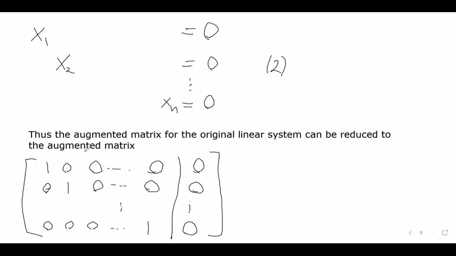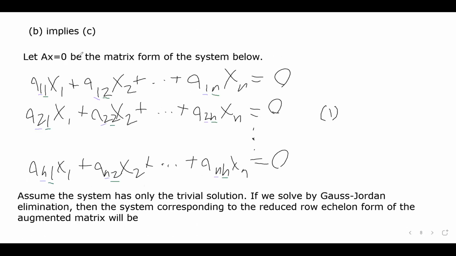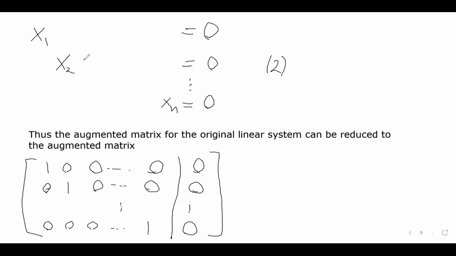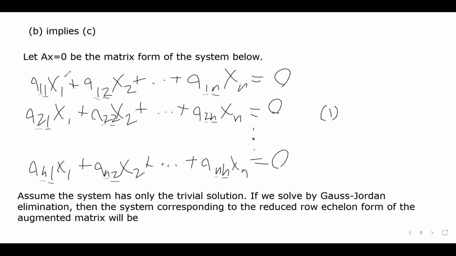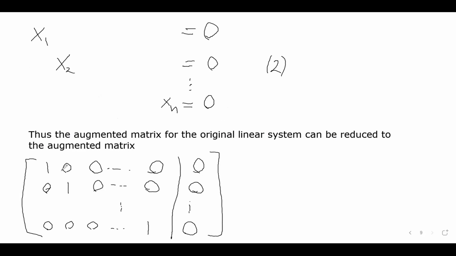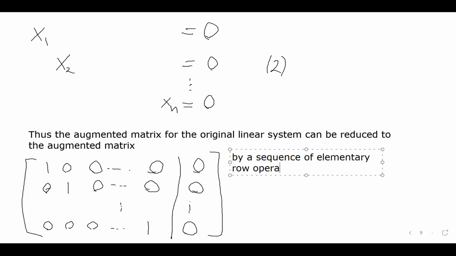Right? And so originally, instead of thinking of the system and then reducing it to that system at the end, you could think correspondingly of the augmented matrix of this system, getting it to reduced row echelon form and getting this bottom matrix here. And so thus the augmented matrix for the original linear system can be reduced to that augmented matrix by a sequence of elementary row operations. Okay.